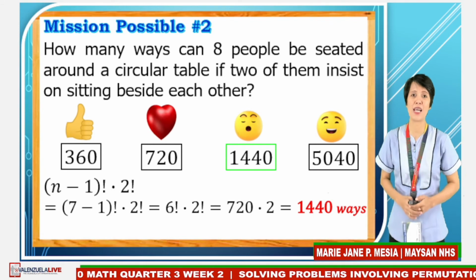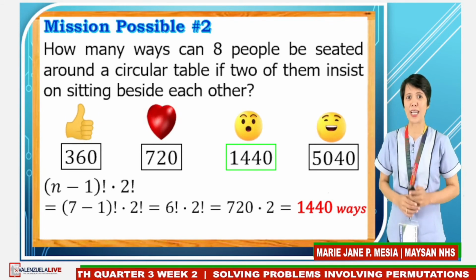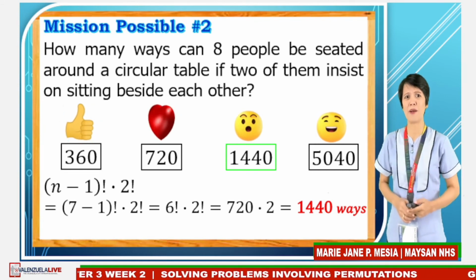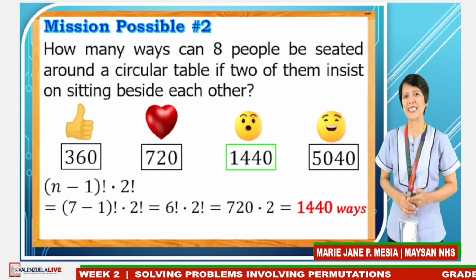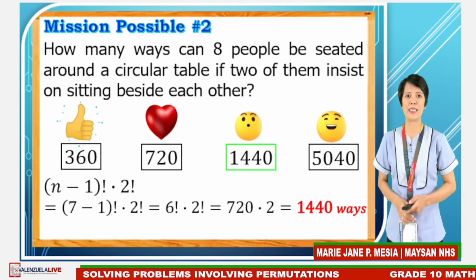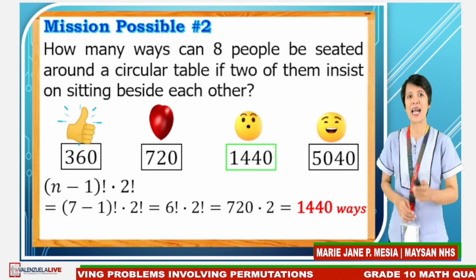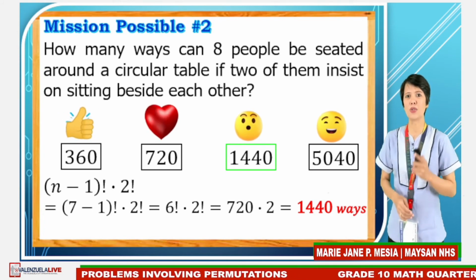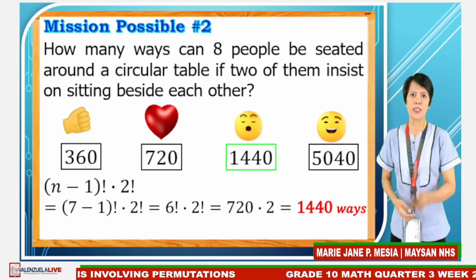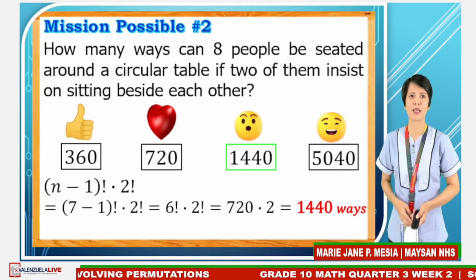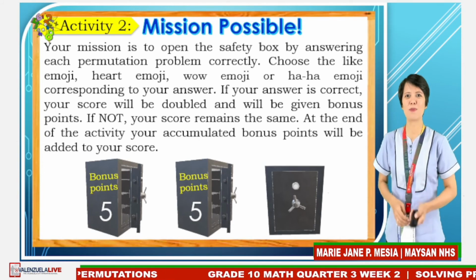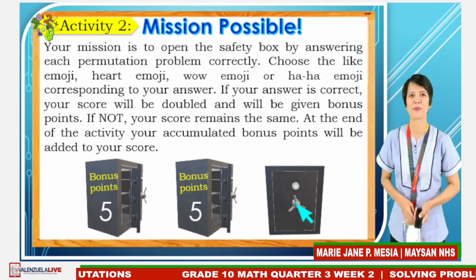Which is equal to 720. But for each way of arranging the 7 people, there are 2 factorial ways of arranging the 2 people who insisted to sit beside each other. Thus, total number of ways is equal to 720 times 2 factorial, which is equal to 1,440 ways. So let us check for the bonus point. The bonus point is 5 points. Now let us move on to the next question.